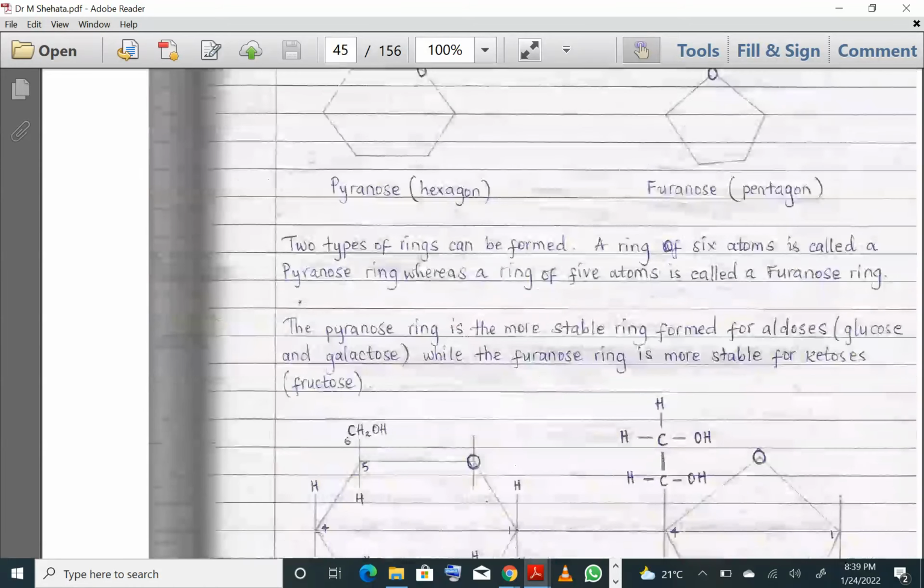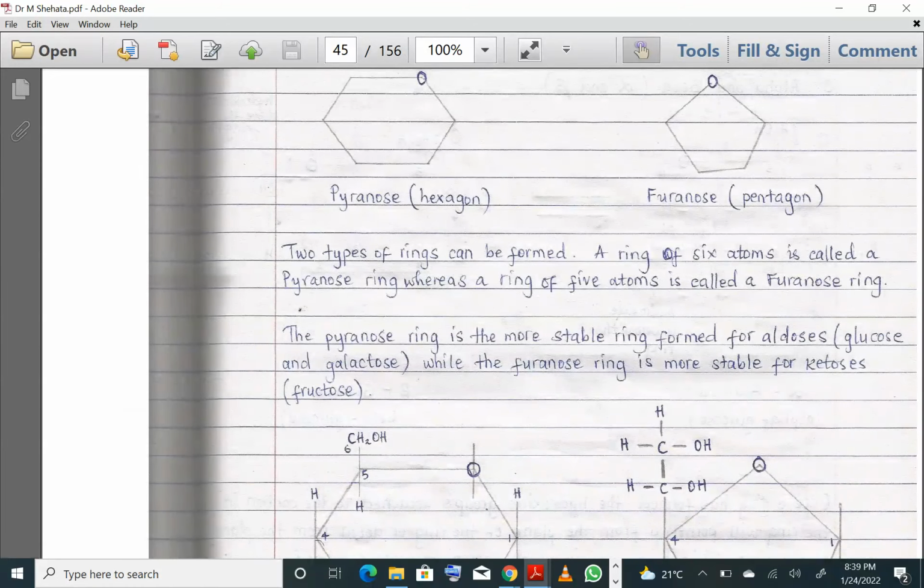So you see what I was talking about. That's the pyranose ring. The pyranose ring is a hexagon, whereas the furanose ring is a pentagon. And you realize that glucose and galactose, their stable form is the pyranose form, whereas fructose, because it's a ketose, its stable form is the furanose. So that's important to take note of.